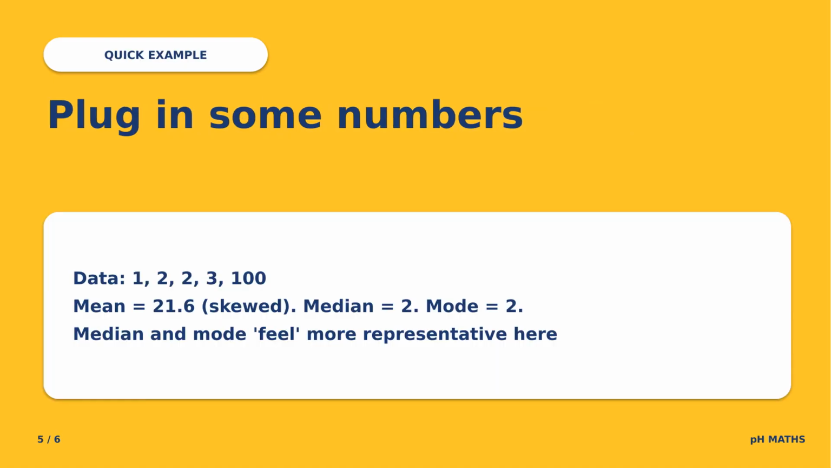Quick example, so the data 1, 2, 2, 3, 100. For the mean, you add and divide. So 1 plus 2 plus 2 plus 3 plus 100 equals 108. Divided by 5 gives 21.6. The median is the middle value when they're ordered, so 2. Mode, also 2, is the most common. Median and mode feel more representative when there's a giant outlier.